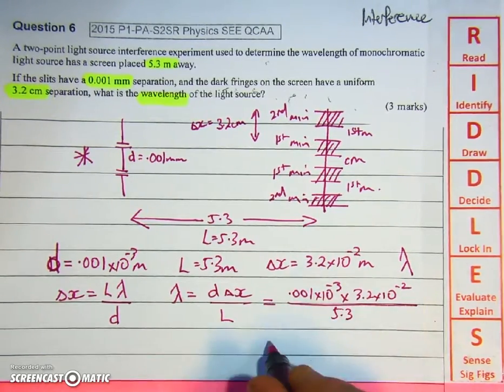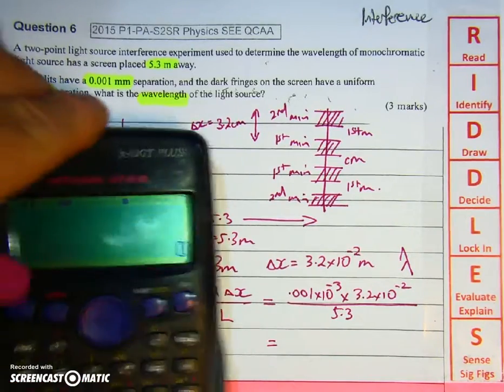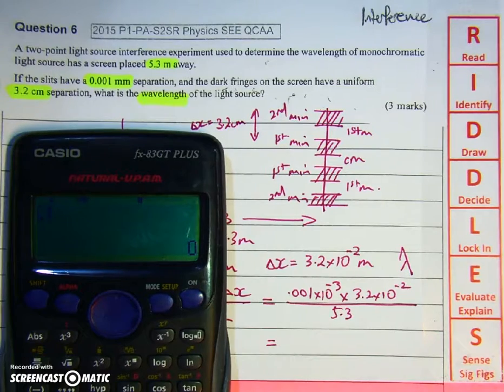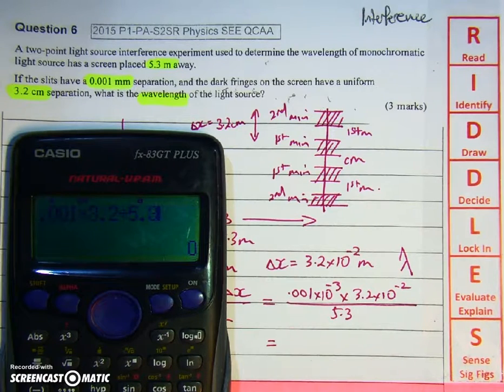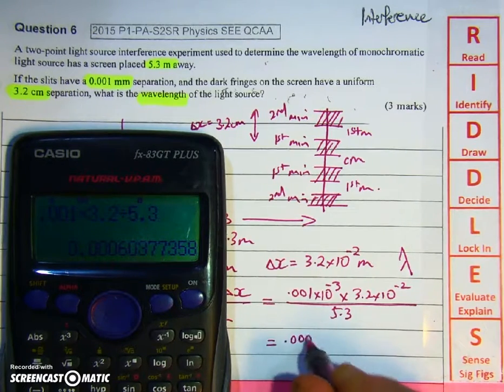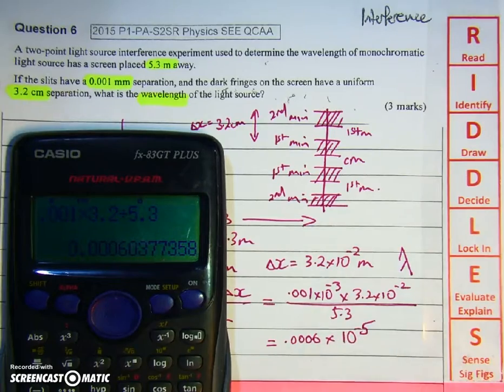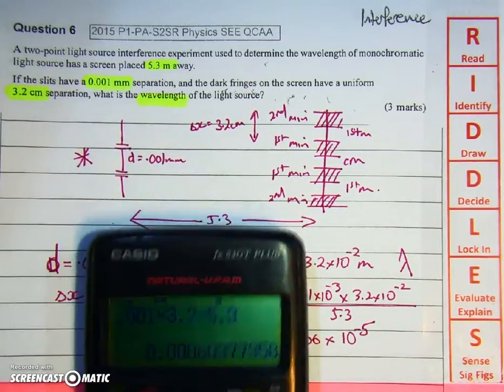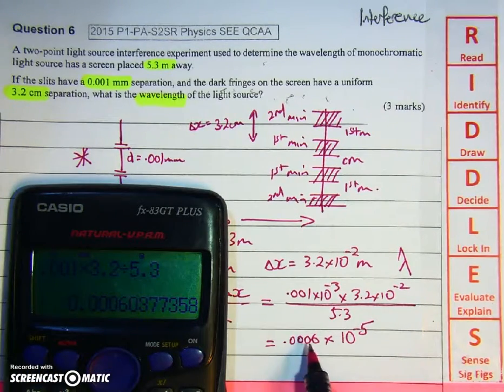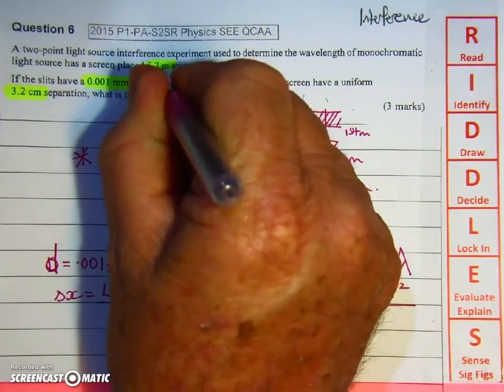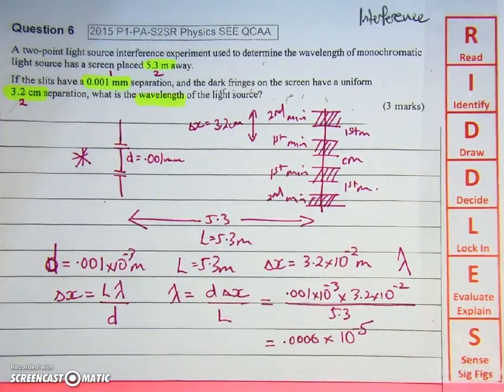Now they're all in metres, so I can now use my calculator to calculate those particular values. So here's my calculator, 0.001 multiplied by 3.2 and divided by 5.3 equals, so that's 0.0006. 0.0006 multiplied by 10 to the negative 3 and 10 to the negative 2 was 10 to the negative 5, and so now 0.6, the further digits on here are 0377358, but I know when I look at my information here, that's two significant figures, that's two significant figures, that's one significant figure. I only need to give my answer to one significant figure.